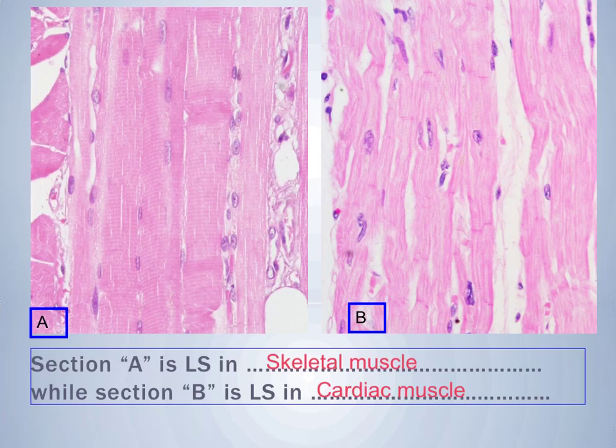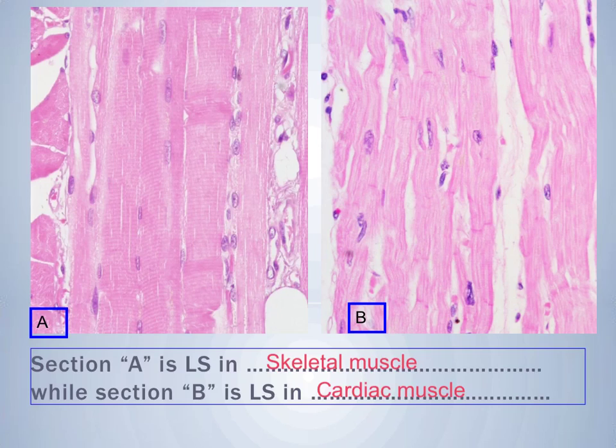Here we have the cardiac muscle, an LS, the cylinders, but they are branching, and we have a single central oval nucleus, and we have a very important feature, this one, the intercalated disc. Here, if you look, you can notice that it looks like stairs. We have a transverse part, we have a vertical part, so these parts are actually two types of junctions. We have the gap junctions, and we have the desmosomes. So this is the intercalated disc.